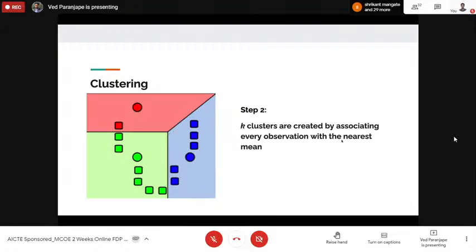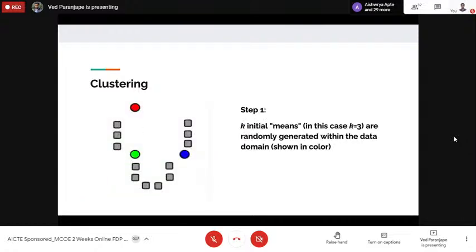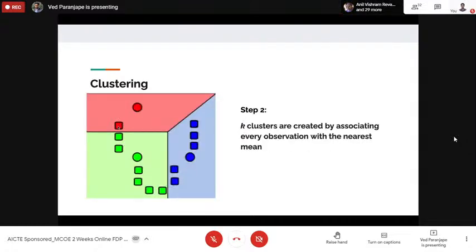K clusters are created by associating every observation with the nearest mean. As we saw in the previous example, this was the mean, and each other point apart from these 3 circles is going to be computed for the nearest mean. So as you can see, this point is assigned to this cluster. All these green points are assigned to the green center, like the green circle cluster, and all the blue to the blue.